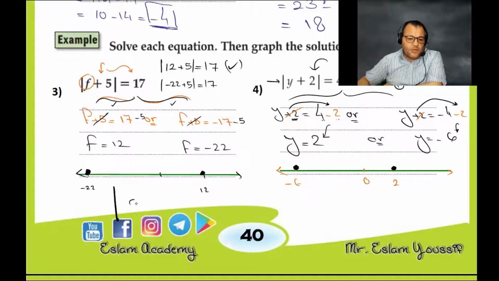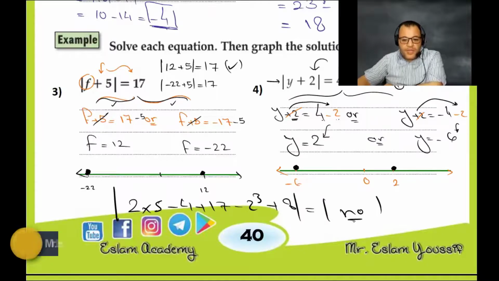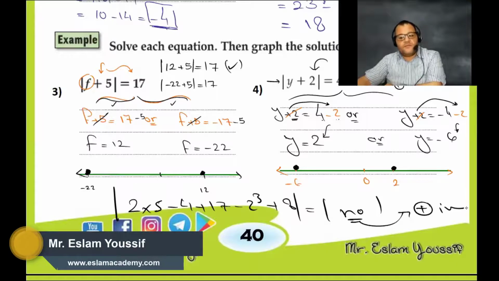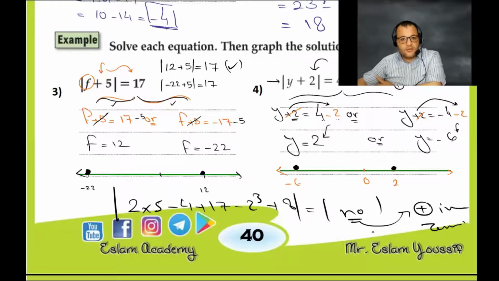Suppose that we have the absolute value of 2 times 5 minus 4 plus 17 minus 2 to the power 3 plus 8. Solve this operation until you find a number, then convert this number to be positive or 0. You understand it? Don't convert each separate number to be positive. Solve the operation, then the final answer that you find is only one number. If this number is positive, write it as a positive value. If this number is negative, write it as a positive value. If this number is 0, write it as 0.